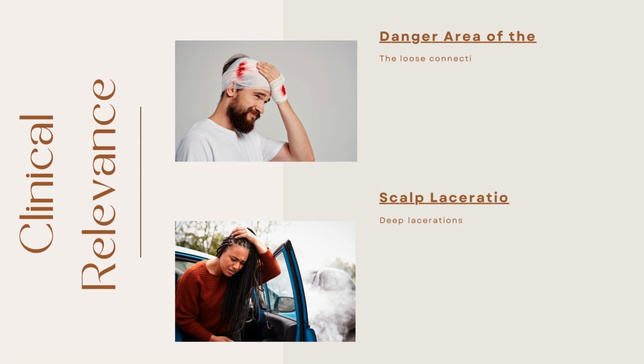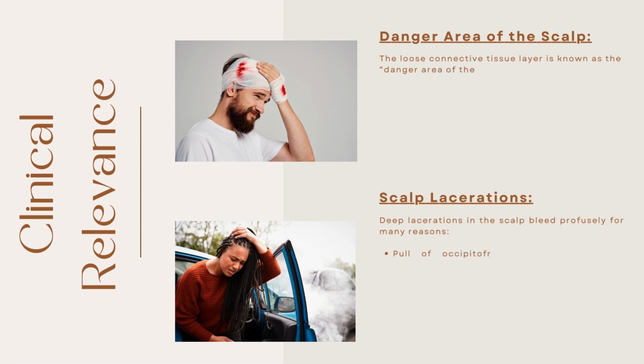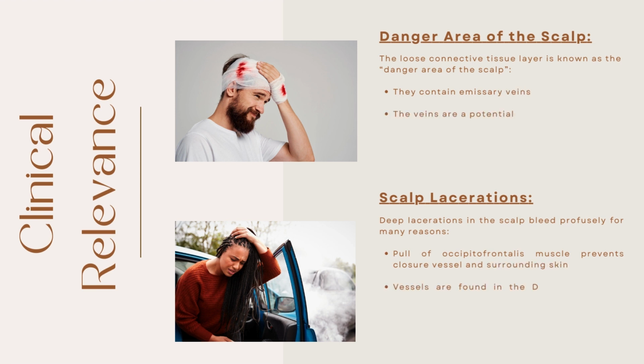Finally, we'll be looking at the clinical relevance. So the first thing to look at is the danger area of the scalp. This is also known as the loose connective tissue layer. This is because the loose connective tissue layer contains emissary veins. The veins are a potential pathway for the spread of infection from the scalp to the intracranial space.